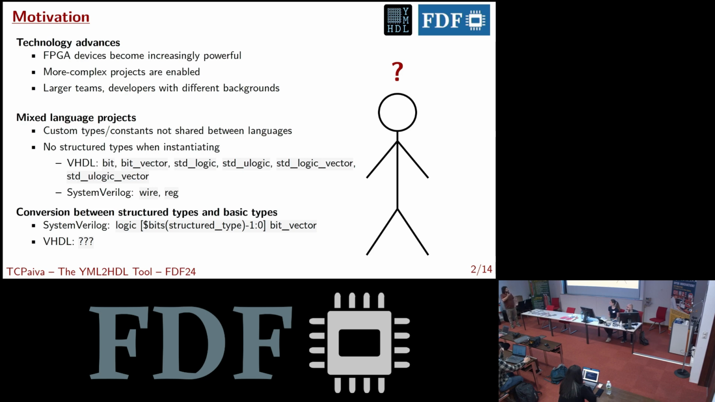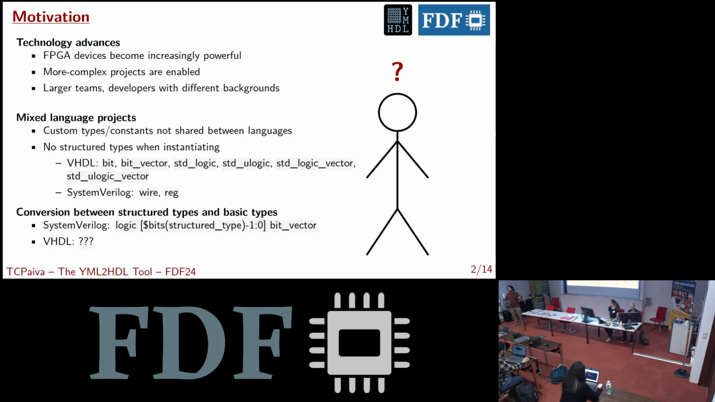And that's the same for the custom types. And even worse, if you have different languages, you have to instantiate modules, and there are very basic types accepted in this situation. So for VHDL, you have to use just what is equivalent to bits or vectors, and in SystemVerilog, it's just wires and registers. So if you do the interface between a module or a component in VHDL, you have to use these types.